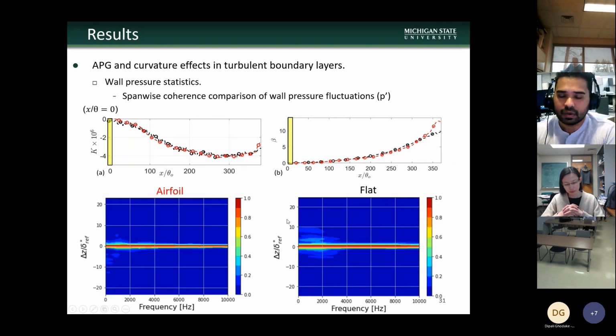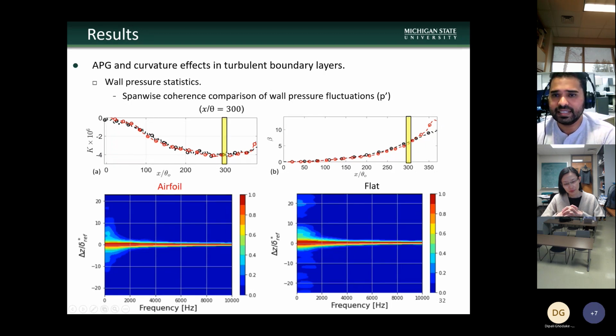Next, we compare the span-wise coherence of the wall pressure fluctuations, that is how the wall pressure fluctuations are spread around the span direction, along this direction, and with respect to frequency. So at this particular location, that is at the inlet, you see that for both airfoil and flat plate, it's mostly concentrated at the center, right? There is not much spread around the span, and it is reflected in both comparing nicely between airfoil and flat plate. But with increased adverse pressure gradient, towards the trailing edge, we have an increase in the span-wise coherence between airfoil and flat plate, and the magnitude and overall trend is very similar between the two cases.